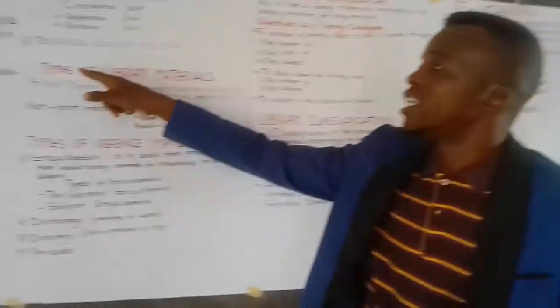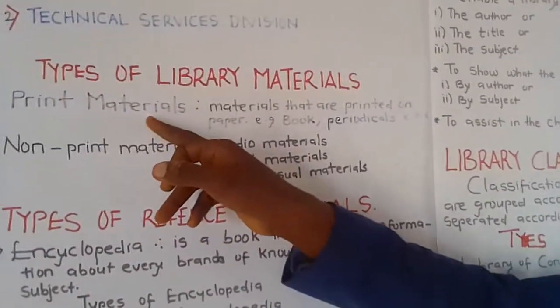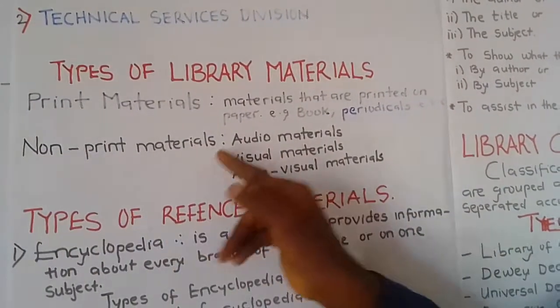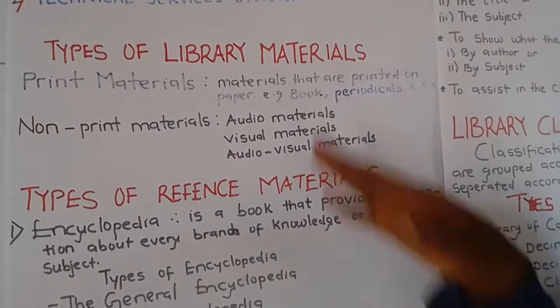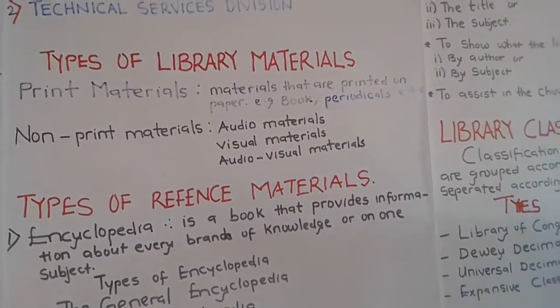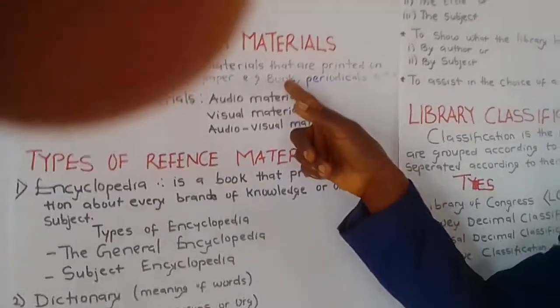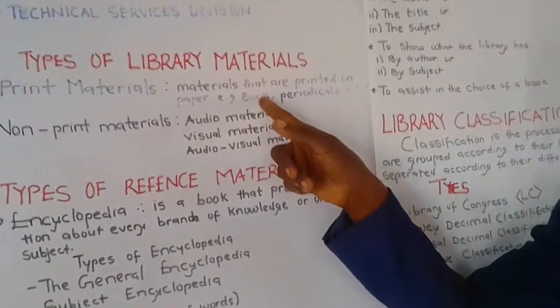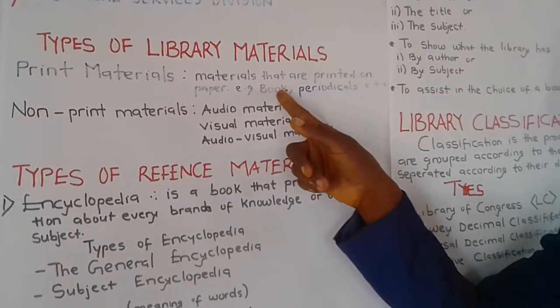So let's discuss the types of library materials. We have print materials and we have non-print materials. When we talk of print materials, these are materials that are printed on paper. You will see them printed on paper. Example, books. What is a book? According to UNESCO, a book is a publication of 49 pages, excluding the cover pages.